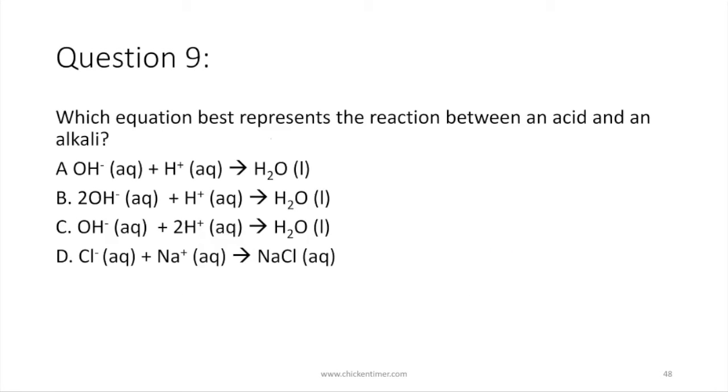Because that reaction is the ionic equation for neutralization, it is always that equation. That means the answer is always the same. So the answer is this one.